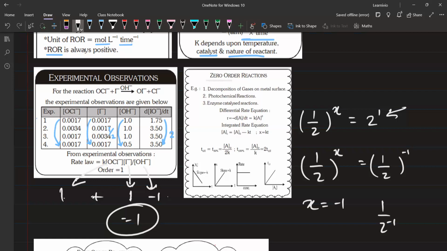Then we have the zero order reactions. In zero order reactions, what is going to happen? The power of the order will be 0, and the integrated rate law expression will be A_t equal to A naught minus kt. A naught is the initial concentration. A_t is the concentration at time t.